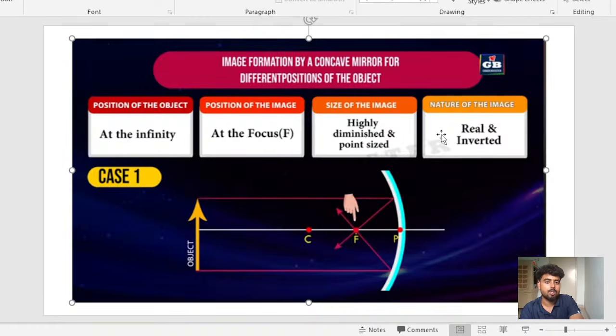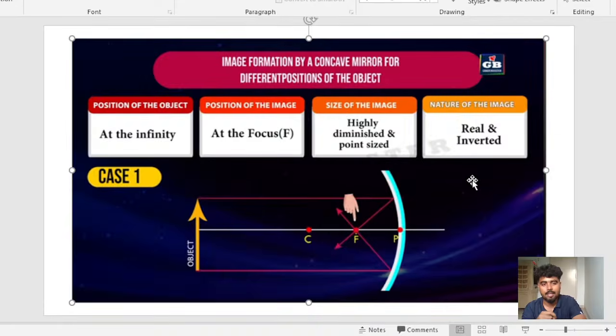Now the size of the image is highly diminished or point sized. Point size means both the points are meeting at one point. So it will be very small in size. When compared to the object, the size of the image will be very small.